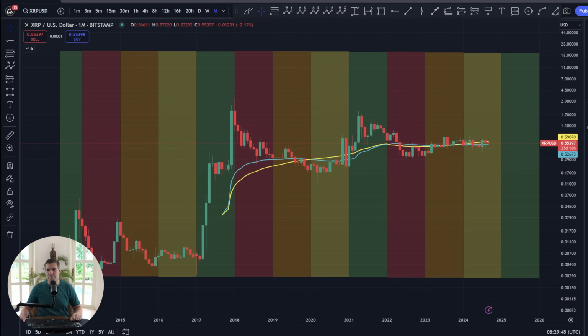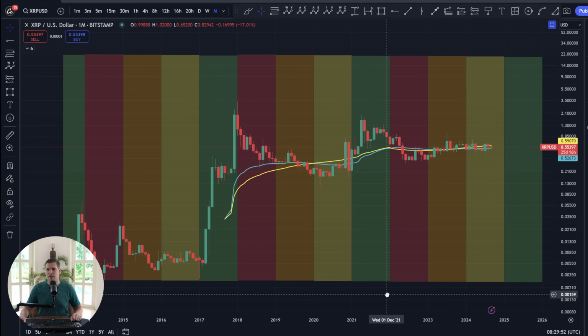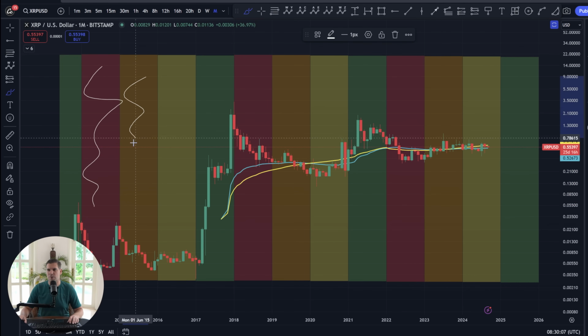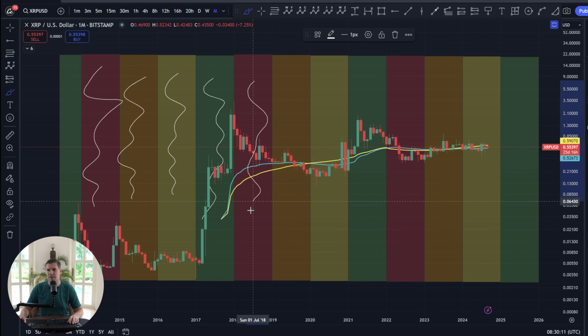So here we have XRP paired up with the US dollar, and we're on the 1 month Bitstamp data here. I've drawn in here several key things that we need to pay attention to. We have the red areas, the orange areas, the yellow, and then the green. These are key areas. Each one of these pillars down here represents 1 year from January to December.